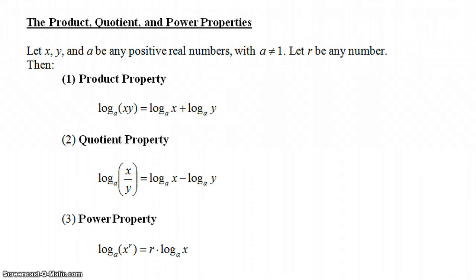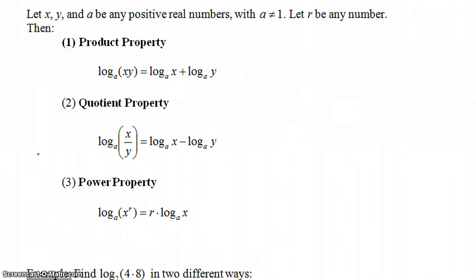Now, why is this property true? Well, that's a whole other story, and at some point I'll make a video that will explain why this property is true. We'll see some examples in a minute as well. The quotient property says log base a of a quotient, x over y, is equal to log base a of x minus log base a of y.